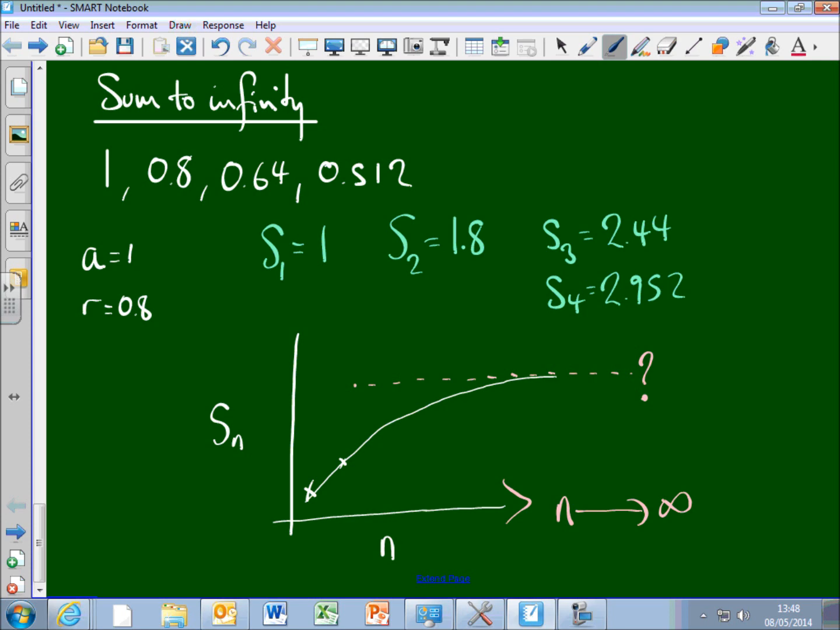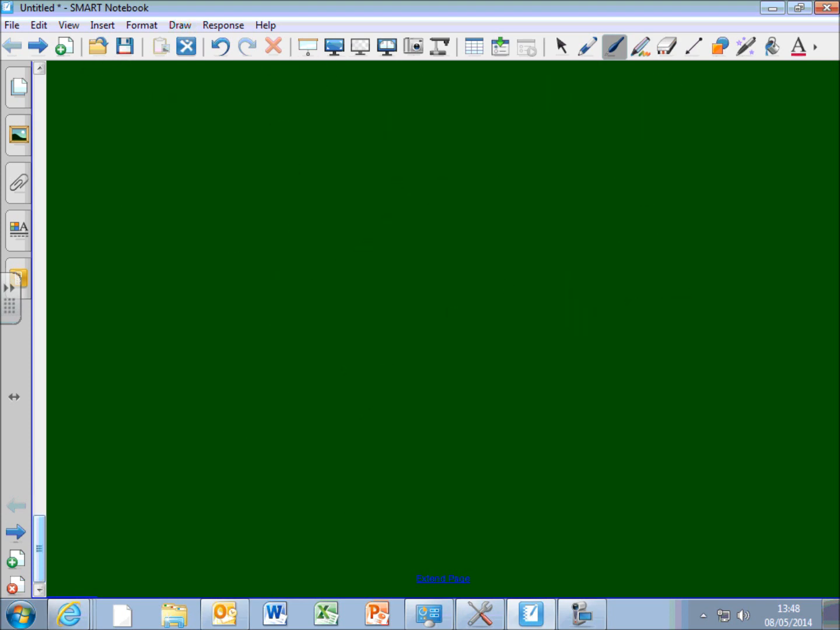What is it about this sequence compared to the sequence we had before? The numbers are getting smaller, so the thing I'm adding on is less each time. If the sequence was getting bigger and I was adding on something bigger each time, it wouldn't get closer to a number, would it? It would just keep getting bigger. Okay, can you see that? Okay. So I can only do the sum to infinity.